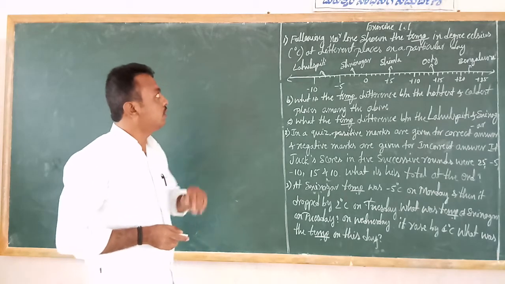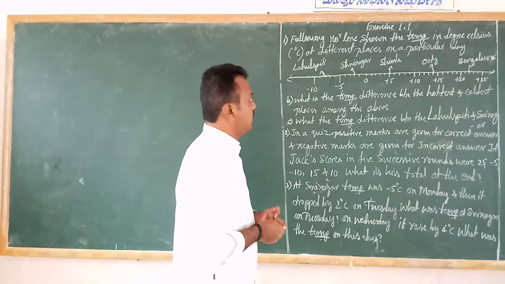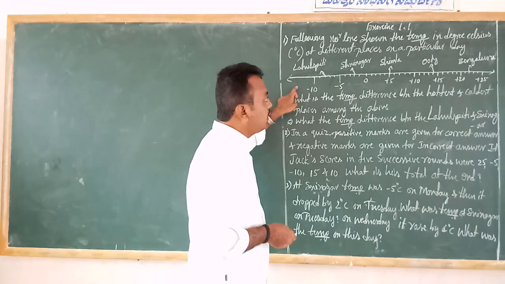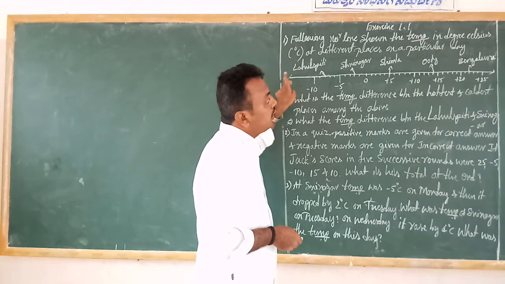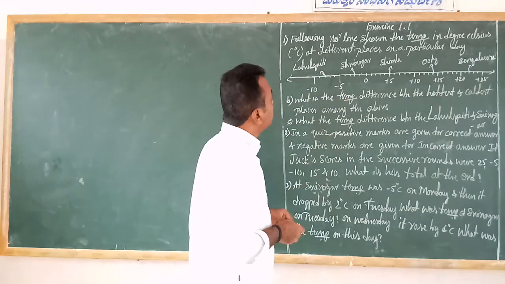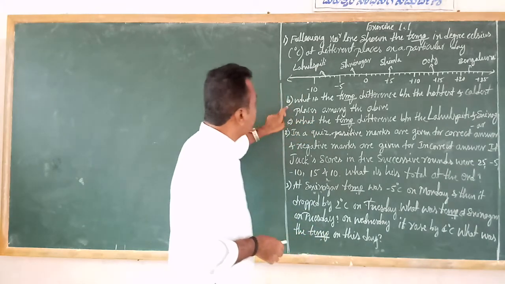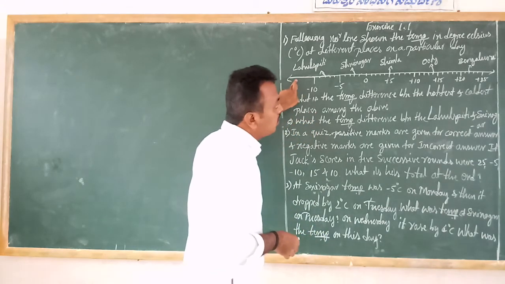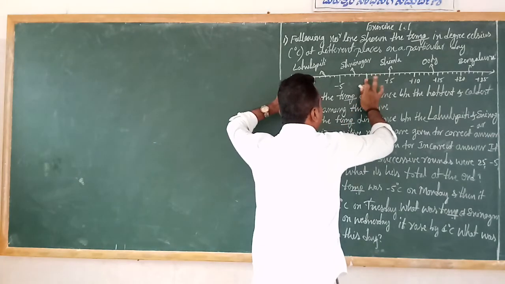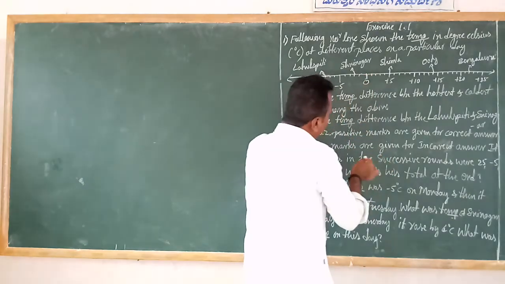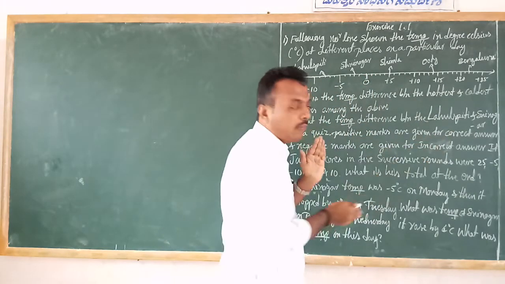Okay students, in the first question, the following number line shows the temperature in degrees Celsius. This number line represents the temperature in 5 different places on a particular day. So we have to observe this number line. This is the 0 line. To the left of 0 it becomes a negative sign, to the right of 0 it becomes a positive sign.